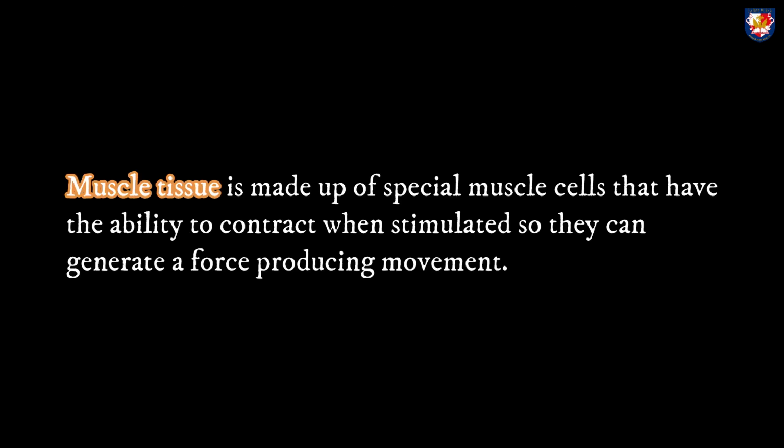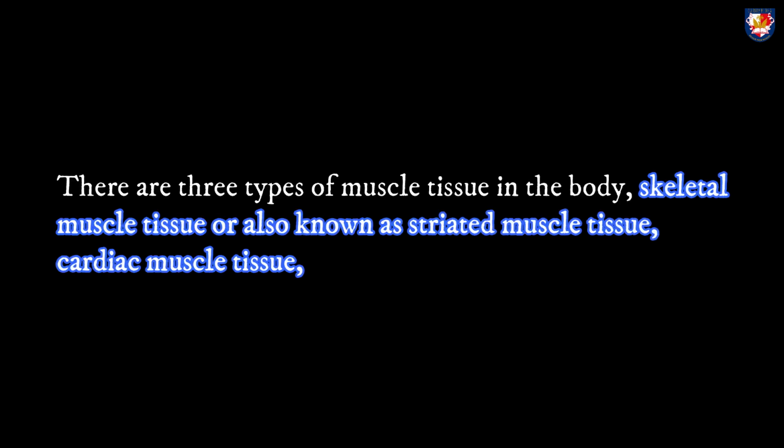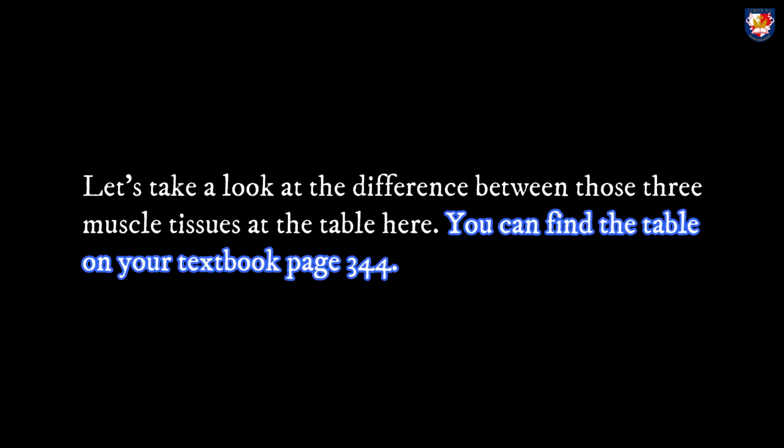Muscle tissue is made up of special muscle cells that have the ability to contract when stimulated so they can generate force-producing movement. There are three types of muscle tissue in the body: skeletal muscle tissue, also known as striated muscle tissue, cardiac muscle tissue, and smooth muscle. Let's take a look at the difference between those three muscle tissues in the table here. You can find the table in your textbook on page 344.